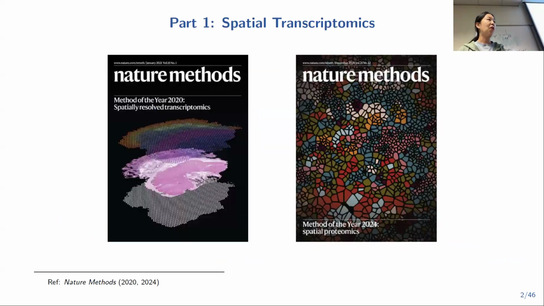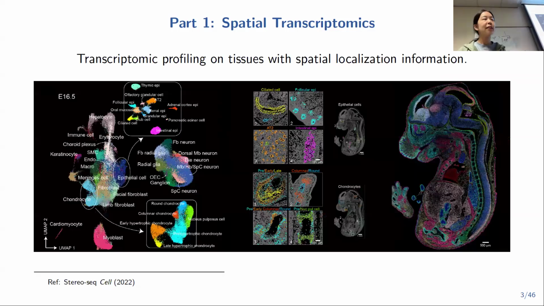It's about spatial transcriptomics. Spatial transcriptomics and proteomics were elected as Method of the Year by the Nature community in 2020 and 2024. So these are important technologies well recognized by the field. And people tend to believe these are the next generation technology that will help us advance biology and also the treatment.